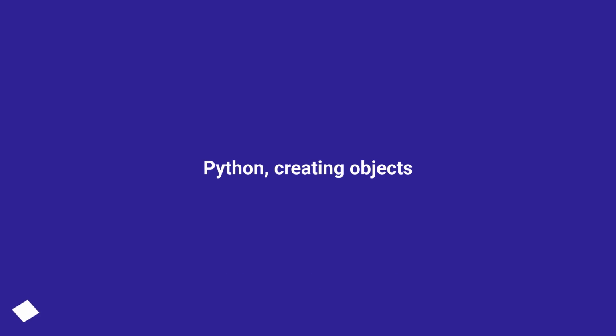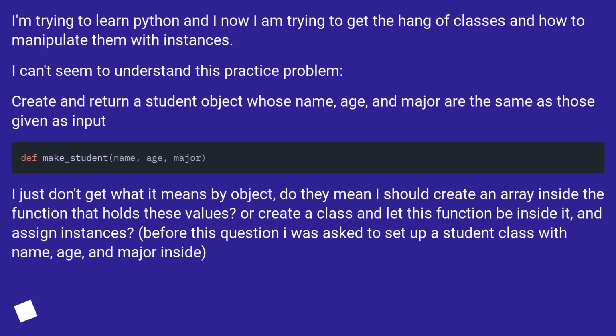Python, creating objects. I'm trying to learn Python and now I am trying to get the hang of classes and how to manipulate them with instances. I can't seem to understand this practice problem. Create and return a student object whose name, age, and major are the same as those given as input.